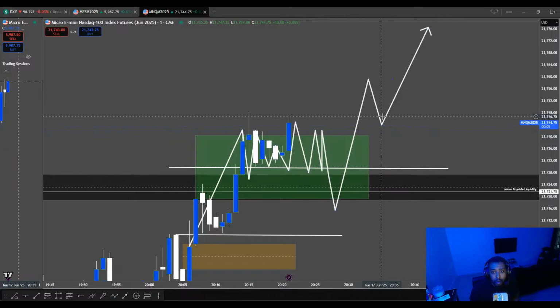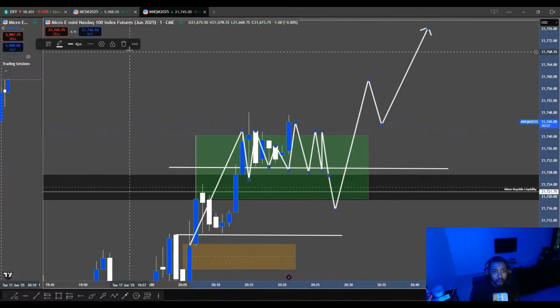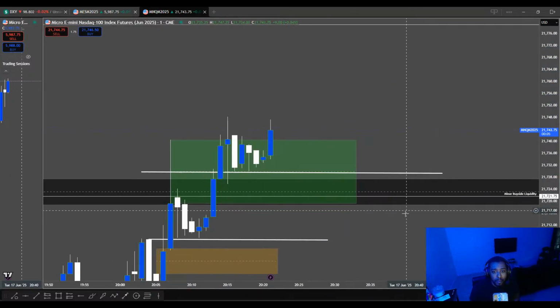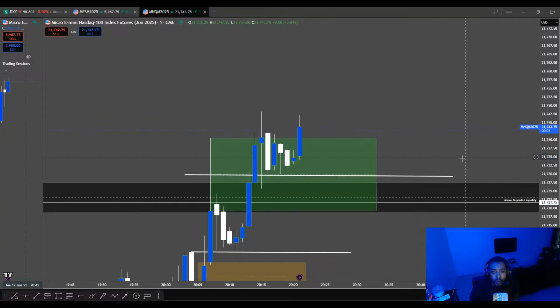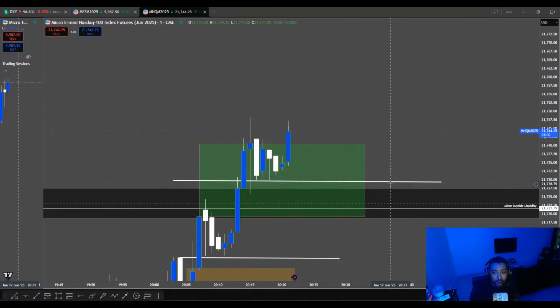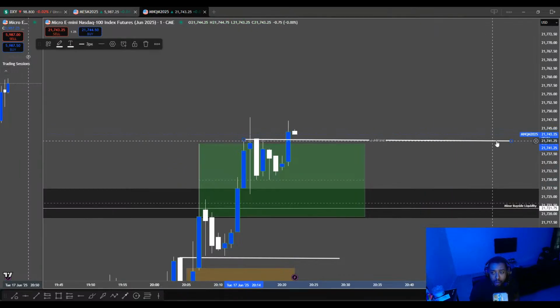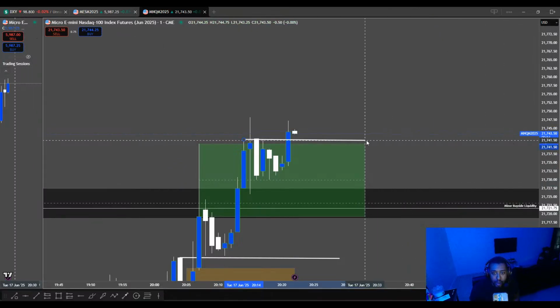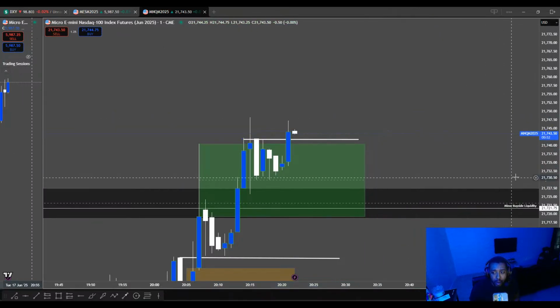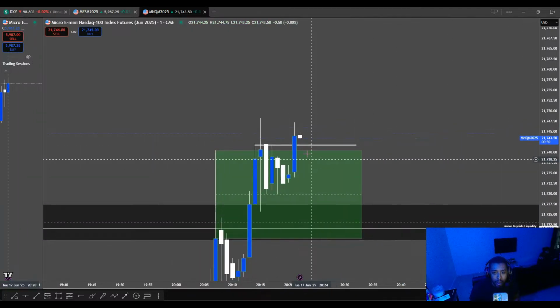So most people can't stay patient. So it did it. You see how it did exactly what I was looking for it to do. And now look what it did. It created a change in the state of delivery, right? AKA order block, and it left behind the fair value gap.